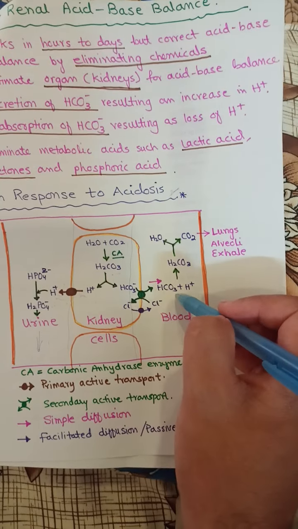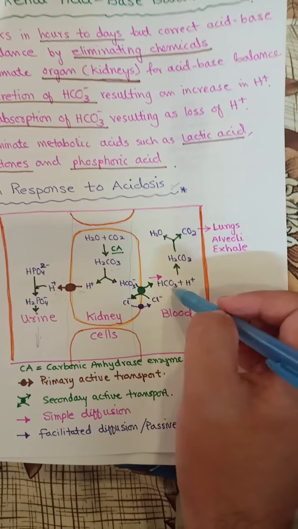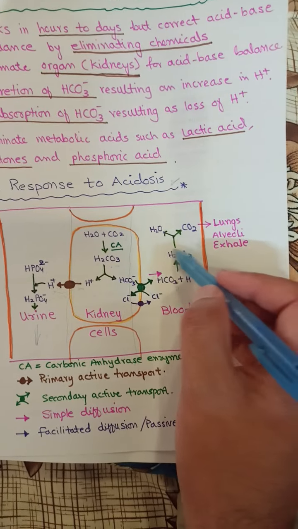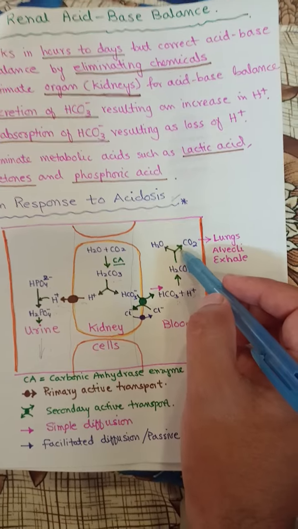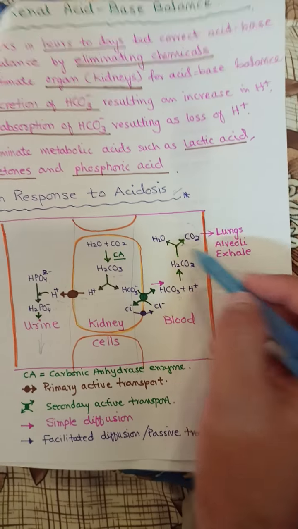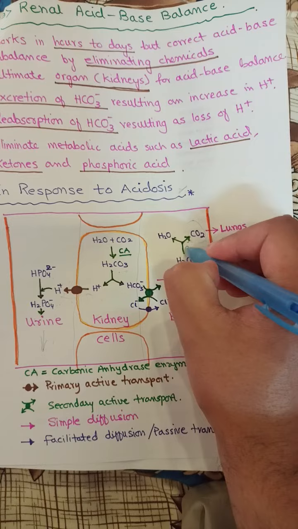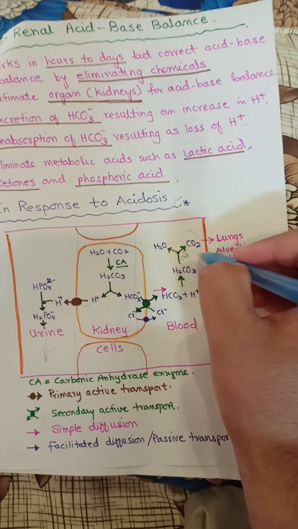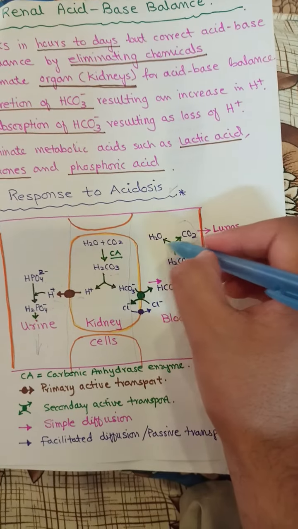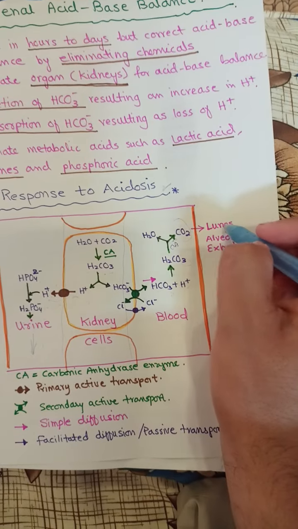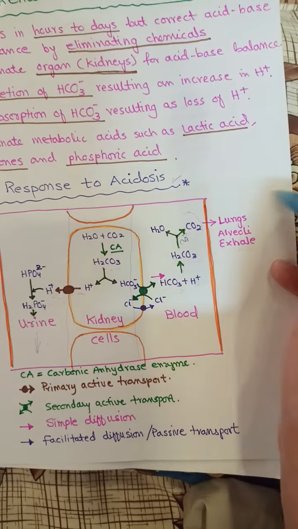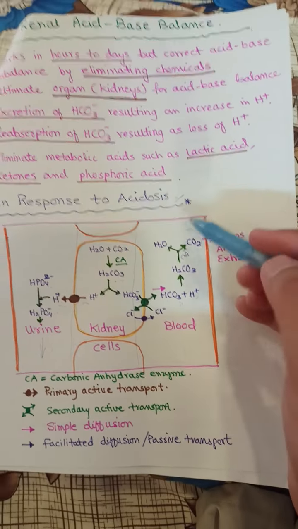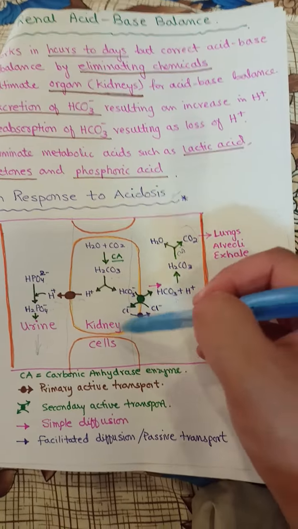And this bicarbonate ion in blood reacts with hydrogen ion to produce carbonic acid, and this carbonic acid, when it goes to the lungs, with the help of carbonic anhydrase will again be converted into carbon dioxide and water, where carbon dioxide is excreted through the lung alveoli, and then carbon dioxide is exhaled out from our body. In this way, the renal system acts in case of acidosis.